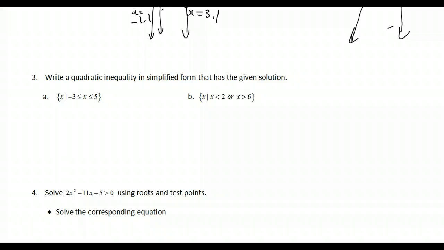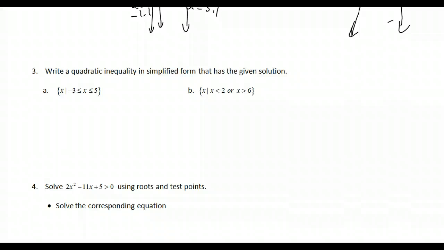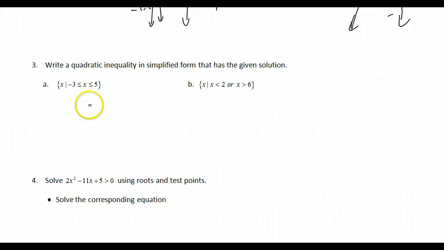Write a quadratic inequality in simplified form that has the given solution. Well, let's take this and we will graph this. So A or B. Okay, I'll do A.